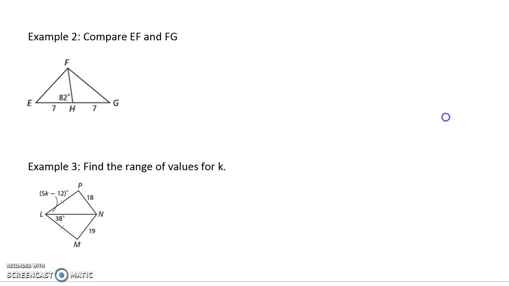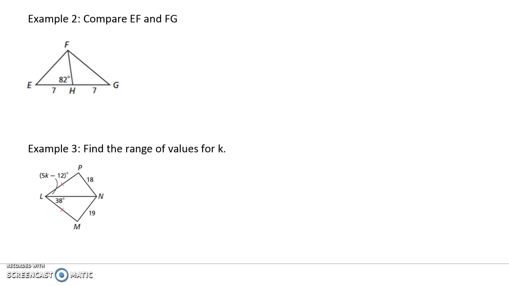So remember again, we need to know two sides are congruent. So which two sides are congruent here? Hopefully you see EH and HG are both 7 and 7. There's an obvious given. And then we've got this reflexive FH. And what I want to do is I want to compare these two sides, EF and FG.